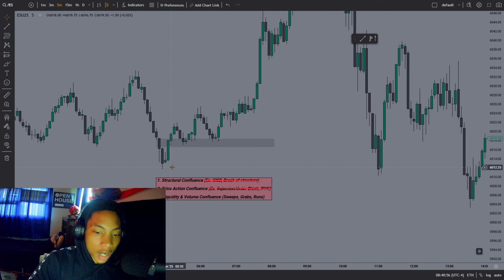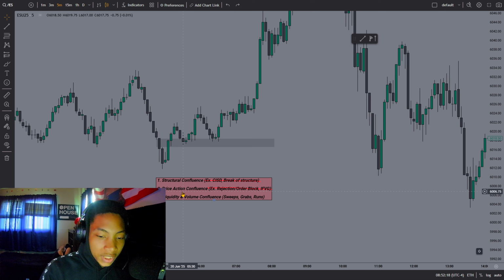So now that we've gone over structural confluences and price action confluences, the next thing that I'm going to show you guys is going to be liquidity and volume confluences. So for our liquidity and volume confluences, we have to understand what a sweep is and the difference between a liquidity grab and a run. And I'm about to show you guys this right now, so let's get into it.